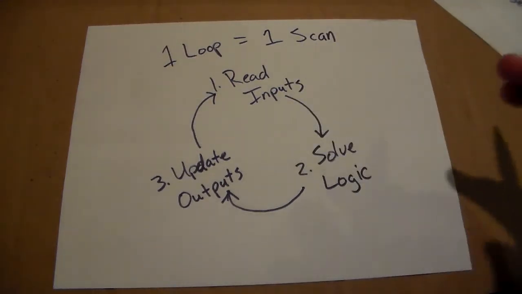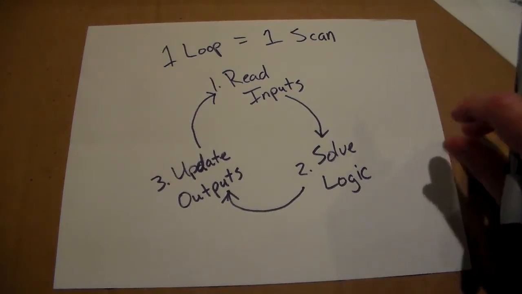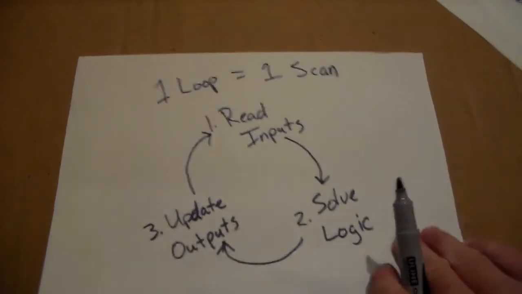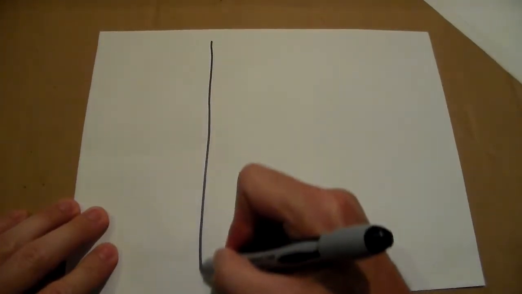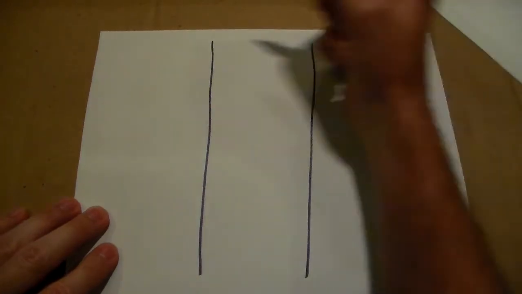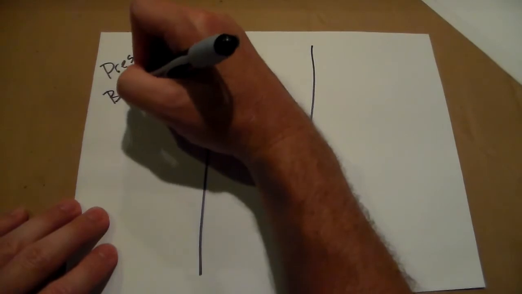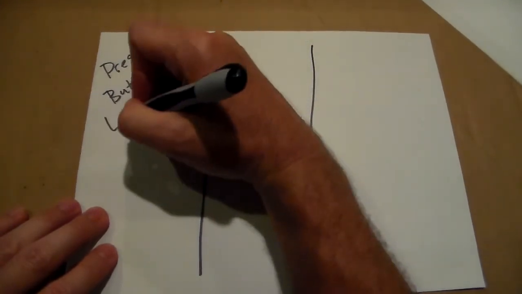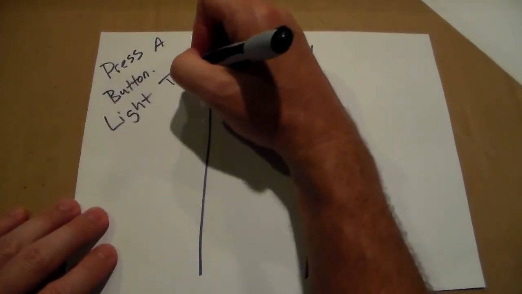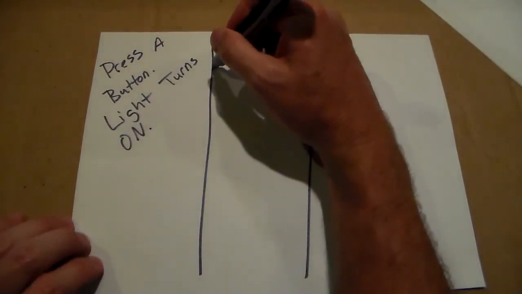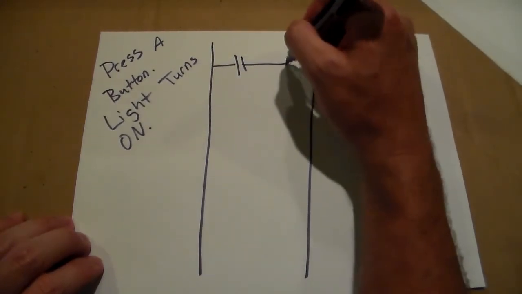That is a very simplified scan, but to me, that's a great way of understanding what's going on. Alright, now let's go over a simple example of ladder logic. This example is going to be: press a button, light turns on. Right, we're going to be consistent with what we were talking about earlier. So we draw that out.